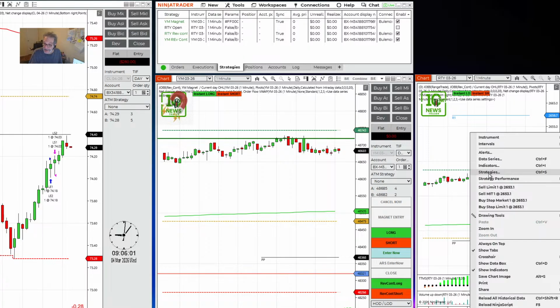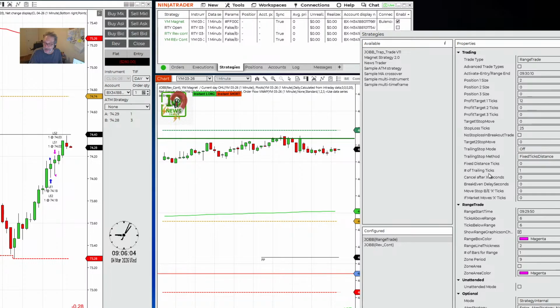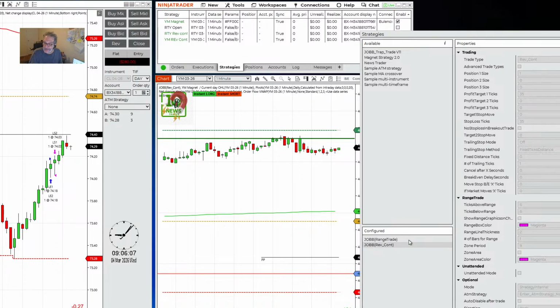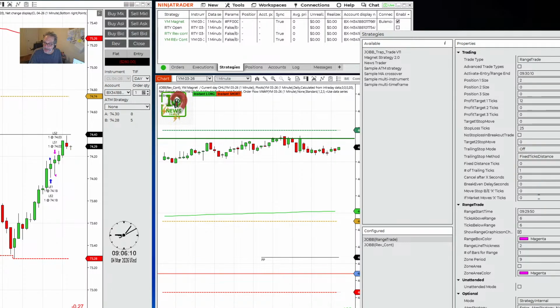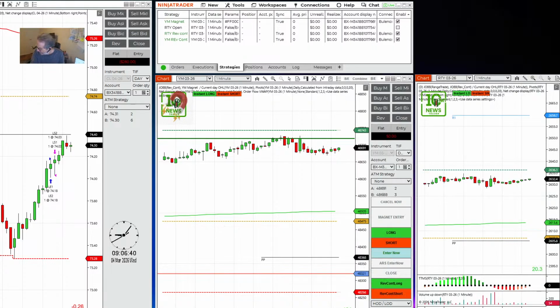Has been a little bit difficult. That's a range trade, starting the range at 929.50, ending the range at 930, 10 seconds. Two positions, two targets, one position. A 12 tick target and a 25 tick stop. Six ticks above the range, 6 ticks below the range. Show the range graphics on chart. That's that trade.